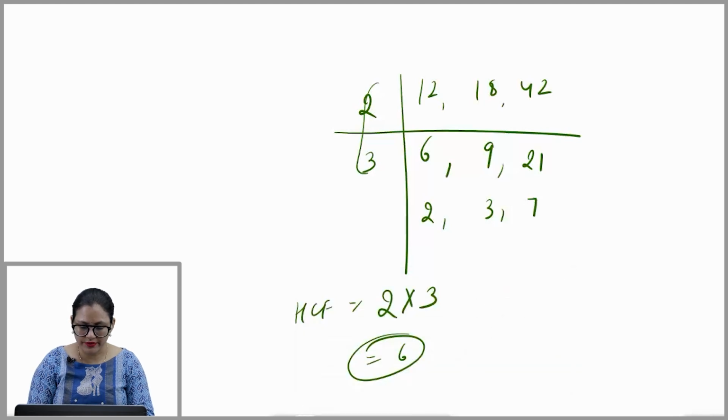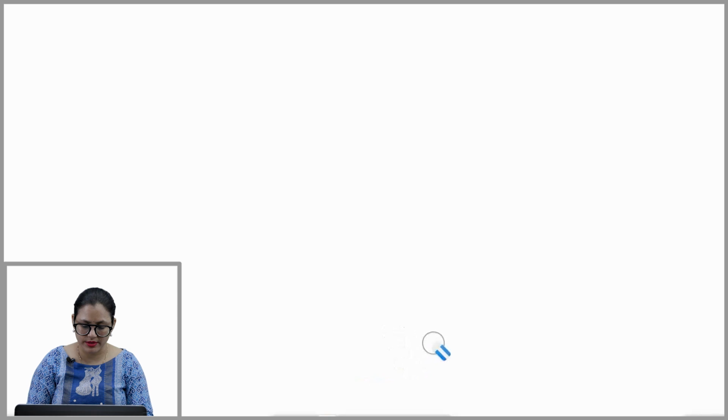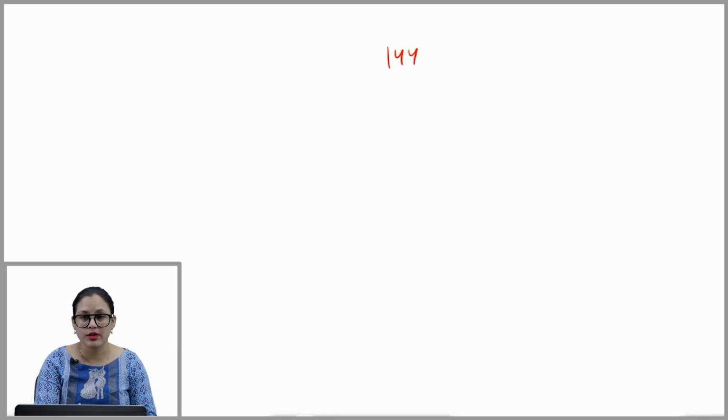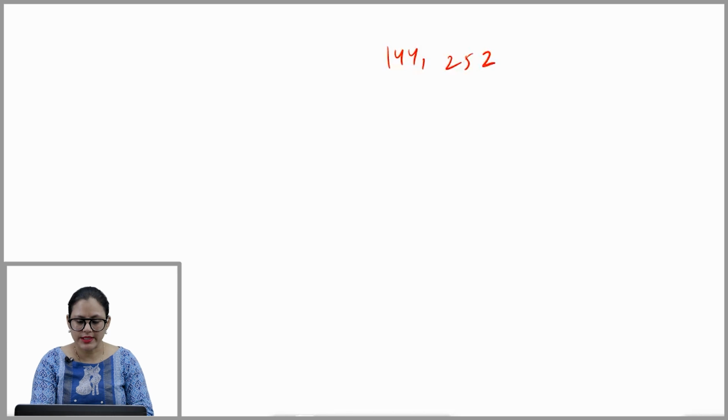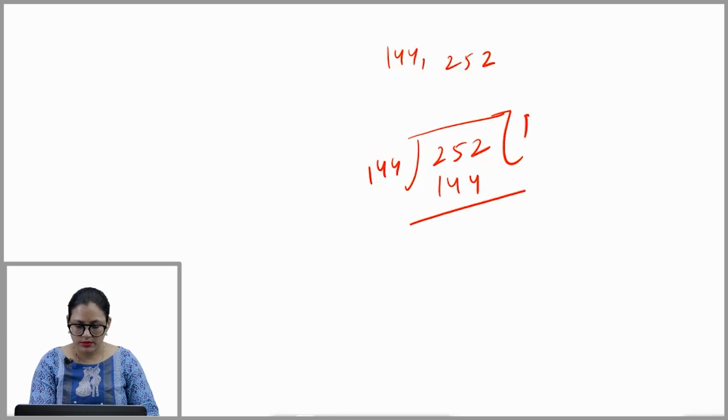Now we will use division method, right? And here the division method we will use for the greater numbers. So, we have two numbers 144 and 252. Obviously, we will divide the greater number by the smaller number. 144 ones are 144. 8, 0 and 1.